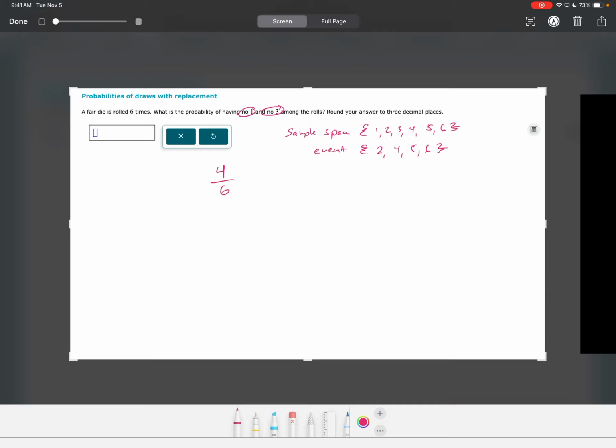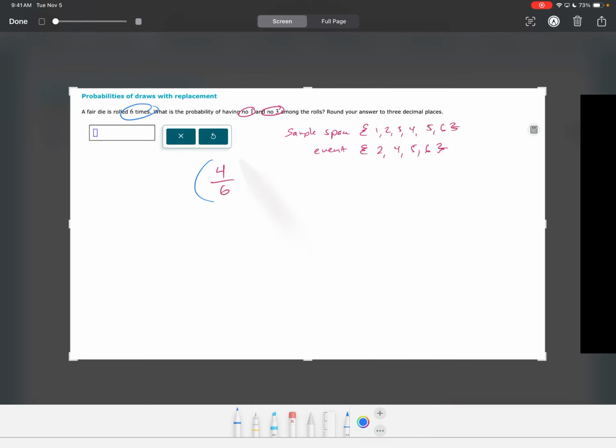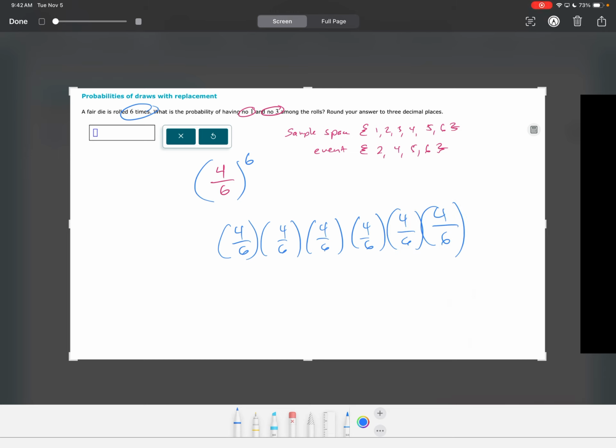And then all you really have to say is, since I'm rolling it 6 times, to the 6th power. And you can do that in the calculator, 4 over 6 to the 6th power. That's doing it 6 times itself, right? So this is for the first roll, for the second roll, for the third roll, for the fourth roll, for the fifth roll, for the 6th roll, okay? So when you have multiple rolls like that, just think about one roll, and then you can go from there.